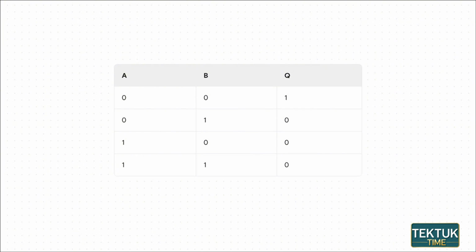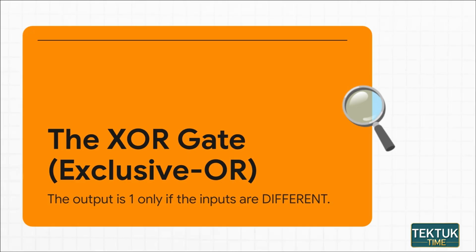So now, the only possible way a NOR gate can spit out a 1 is if both of its inputs are 0. It's the complete inverse of the OR gate. Now for a really cool one. This is the XOR gate, which stands for exclusive OR. This gate answers a very specific question. Are the inputs different from each other? If they are different, it gives you a 1. If they're the same, it gives you a 0.